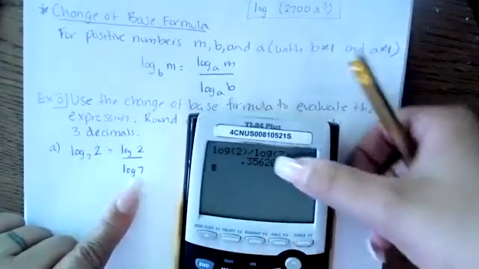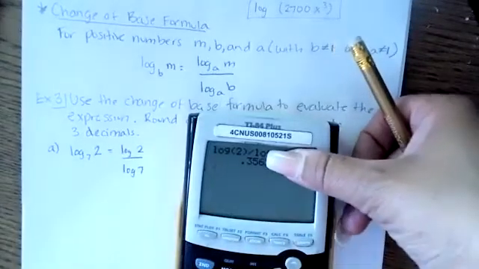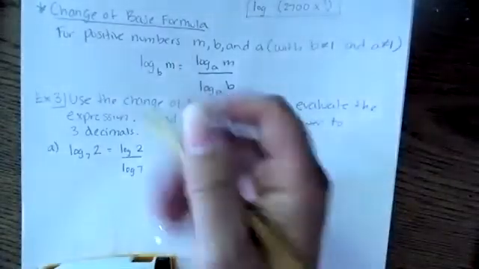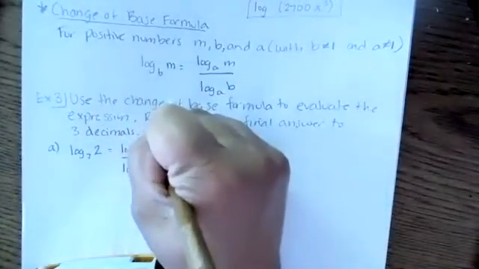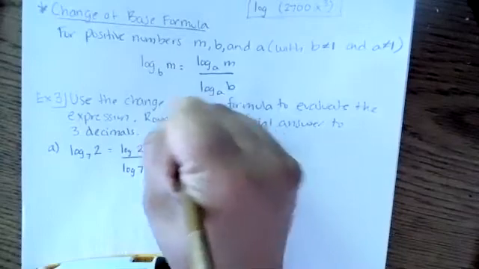And then we're going to go to 3 decimal places. So right there, 0.356. Approximately 0.356.